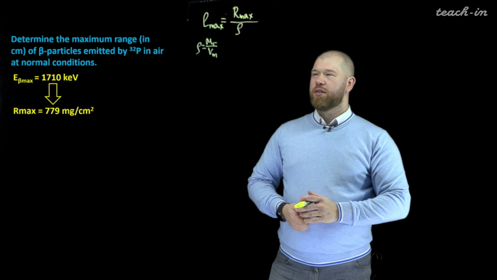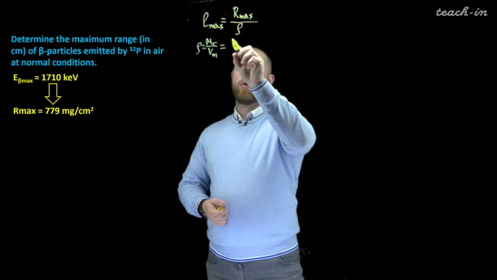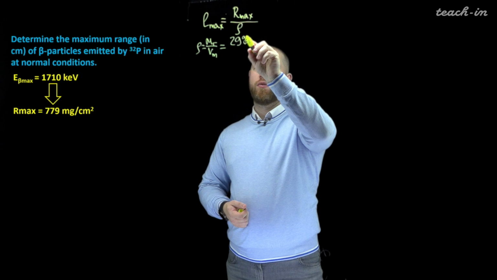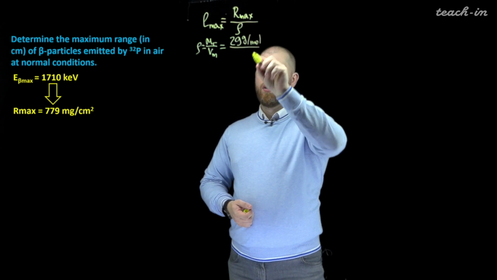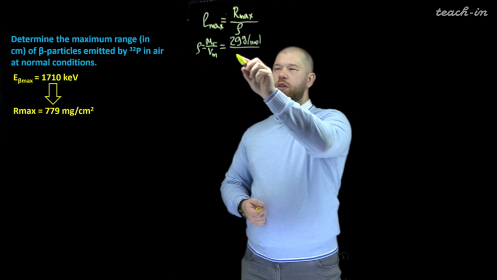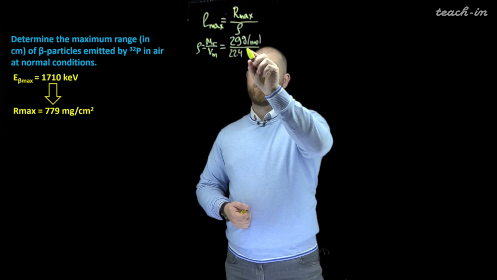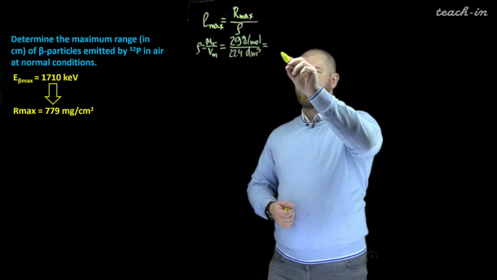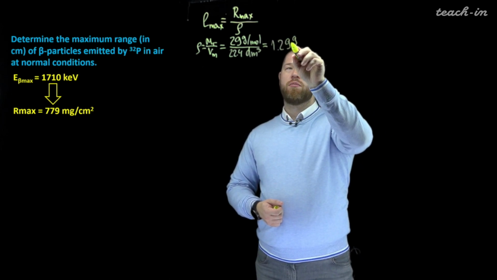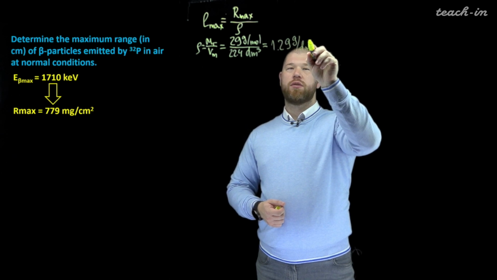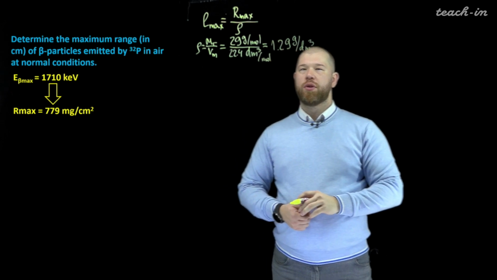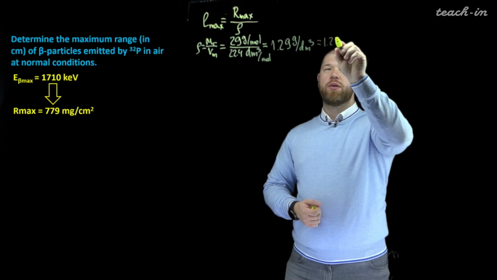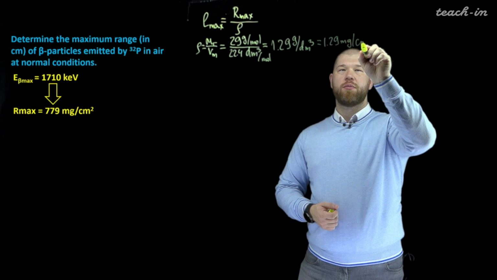for example, the ideal gas, 22.4 liters. So for air, the average molar mass is 29 gram per mole, and the molar volume is 22.4 liters or cubic decimeters. It will give us 1.29 gram per cubic decimeter, which is the same as 1.29 milligram per cubic centimeter.